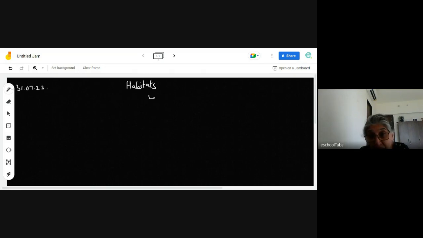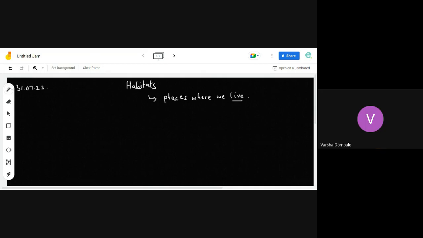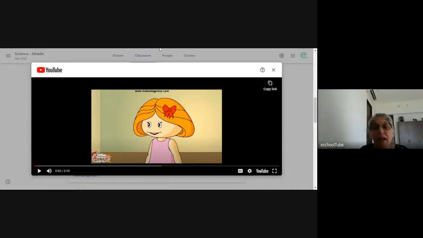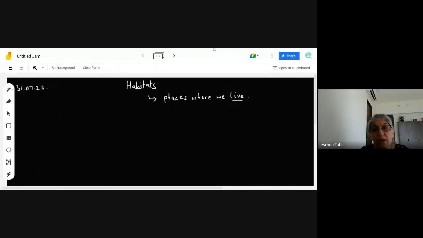Habitats means places where we live. Places where we live. Okay? Miss, like polar bears. They live in polar region. So basically, where all can we live? Chalo, let's see what all you say. Where all can we live?